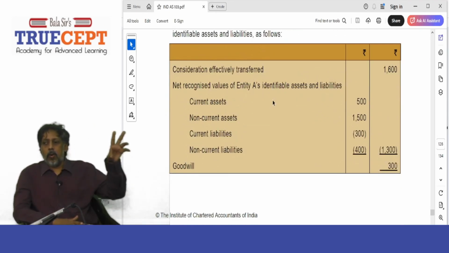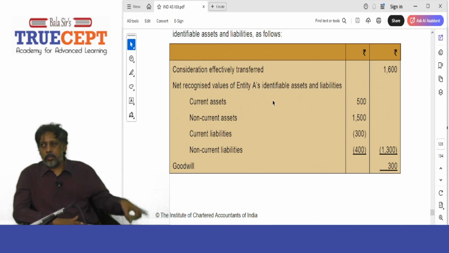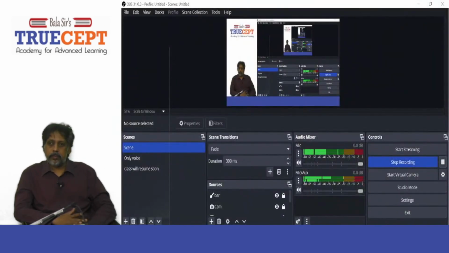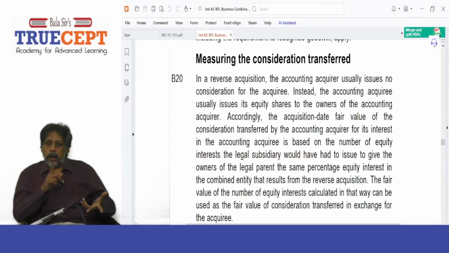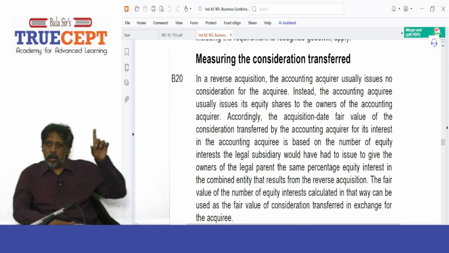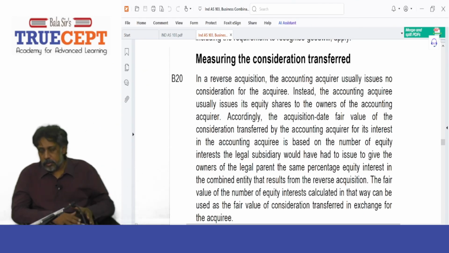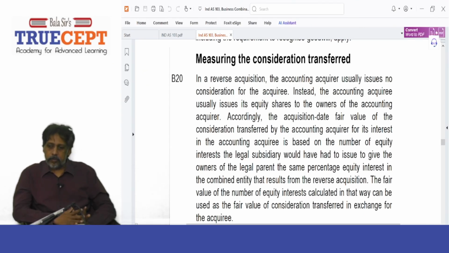Now guys, go ahead and complete steps number 1, 2 and 3. Pause the recording, sir. Okay. Now we shall go through Appendix B20, 21 and 22. Measuring the consideration transferred, nothing but your step number 2, what you got. Remember, 1,600. In a reverse acquisition, the accounting acquirer.